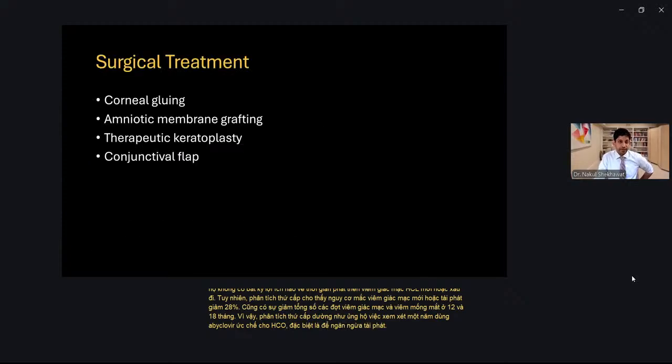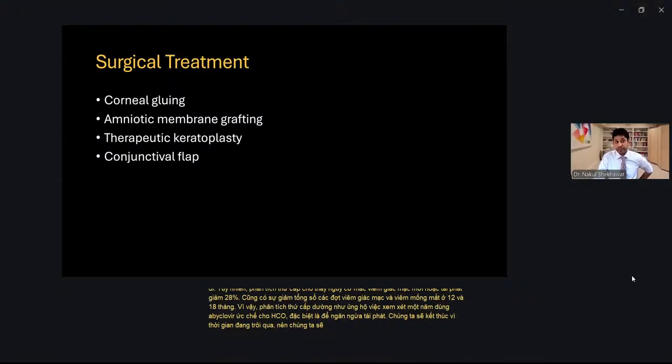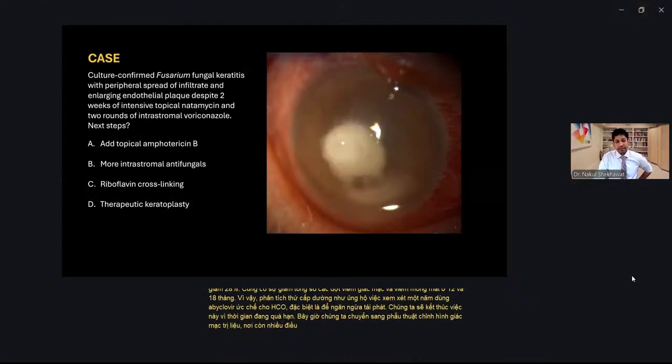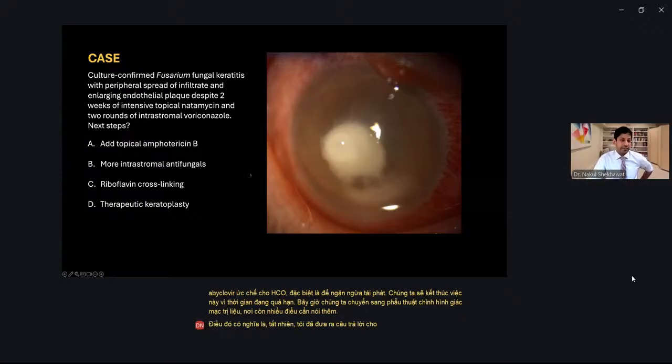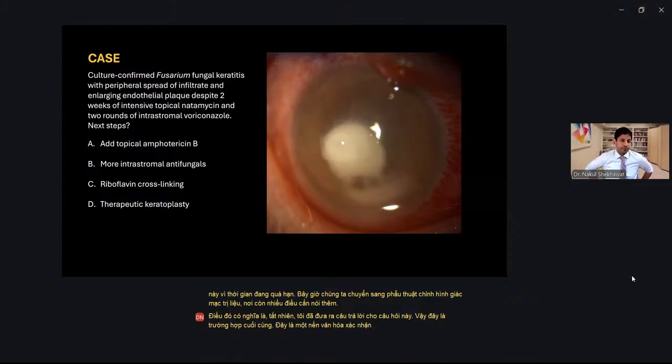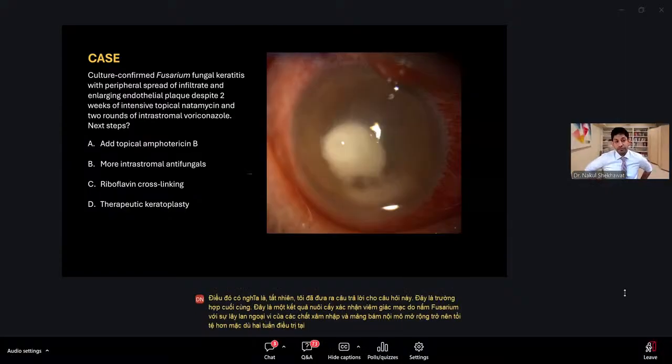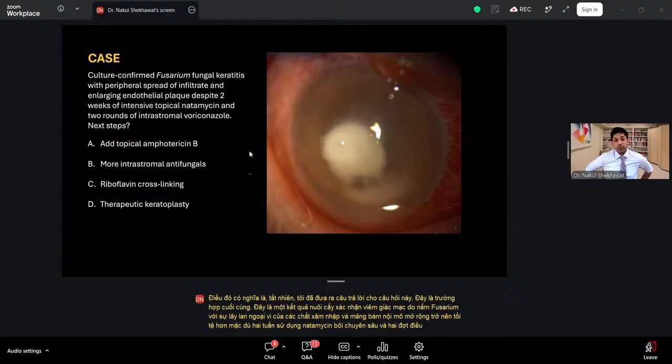We'll finish up. Since we're running over time, we'll skip ahead to therapeutic keratoplasty, where there's a lot more to say, which means, of course, that I gave away the answer to this question. So here's the last case. Here's a culture-confirmed Fusarium fungal keratitis with peripheral spread of the infiltrate and enlarging endothelial plaque that has gotten worse despite 2 weeks of intensive topical natamycin and 2 rounds of intrastromal voriconazole. What are your next steps in management?